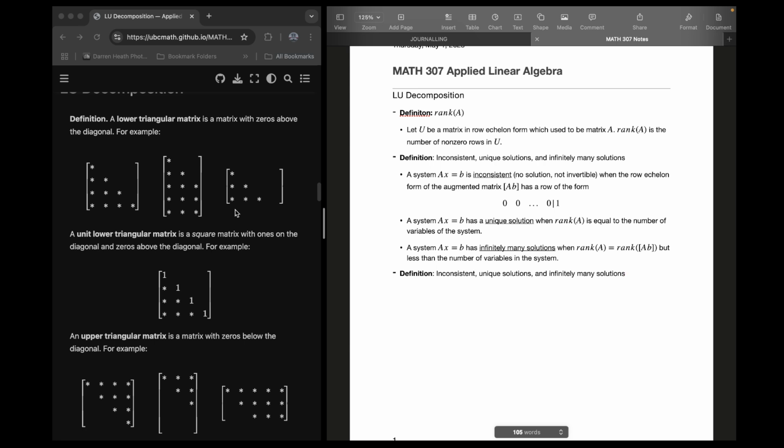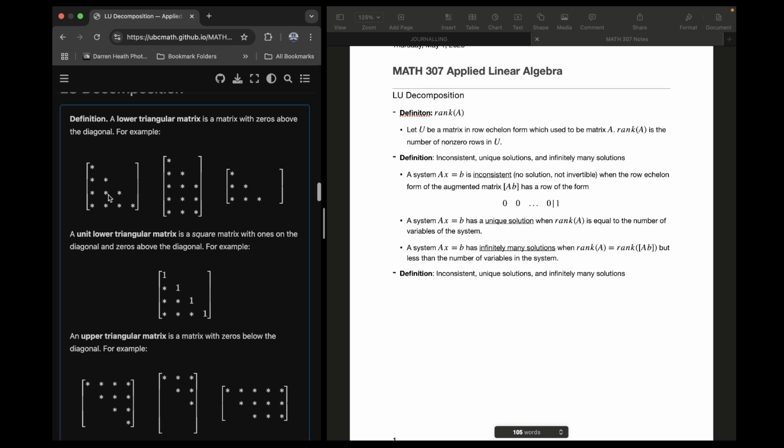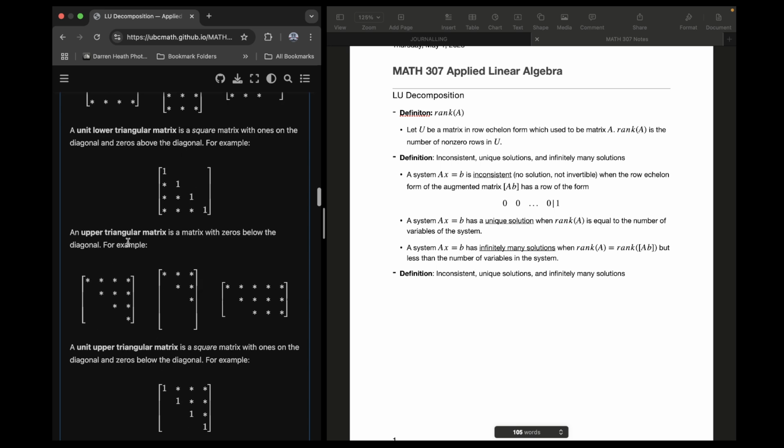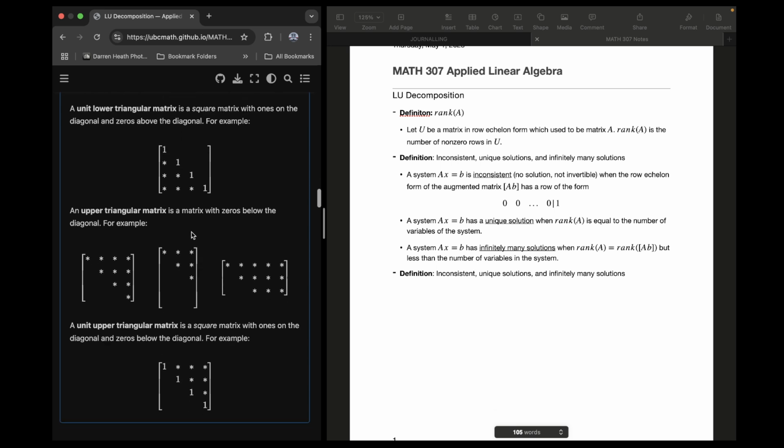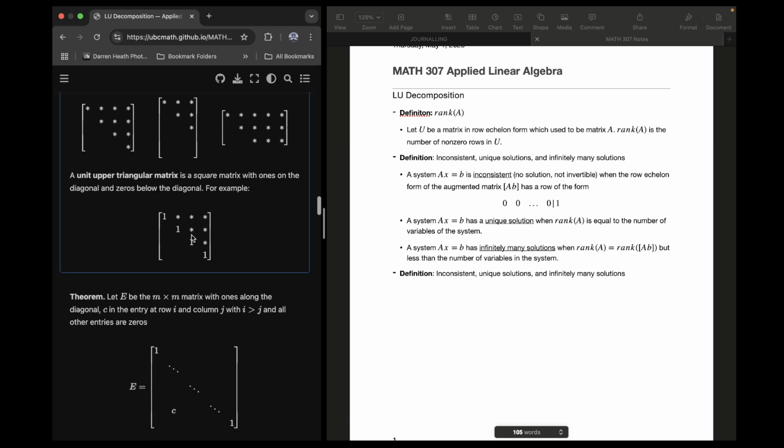A lower triangle matrix is a matrix with 0s above the diagonal. For example, okay, a unit lower triangle matrix is a square matrix with 1s on the diagonal and 0s above the diagonal. Wait, a lower triangle matrix is a matrix with 0s above the diagonal. Oh, so the empty spot. Upper triangle matrix is a matrix with 0s below the diagonal. A unit upper triangle, okay.